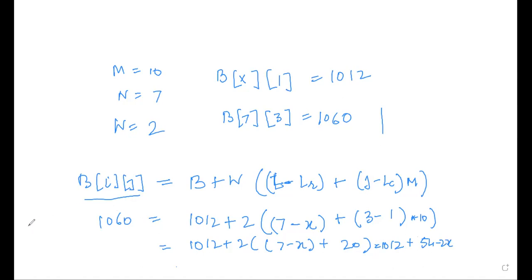So we have 1012 plus 54 is 1066. So we have 1066 minus 2X is equal to 1060. So if we take this and bring it here, we have 1066 minus 1060 is equal to 2X. This gives me 6. 6 upon 2 is equal to X, that is 3. So the value of X here is 3. So my base address is 3, 1. So this is how you can use this formula to calculate the value of any of the missing terms.